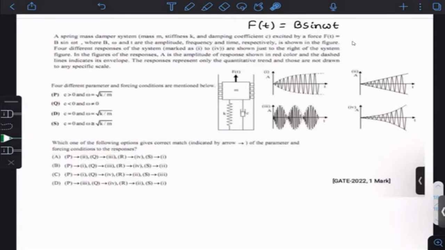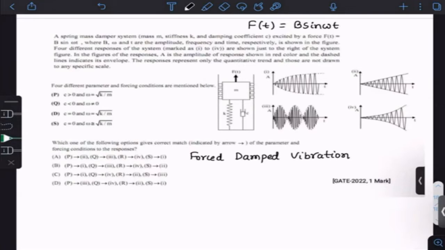So guys, you need to tell me what is the right answer for this problem. Everyone, please try this. Very beautiful problem it is. Can anyone tell me what is the right answer, guys? It is a problem of forced damped vibration.